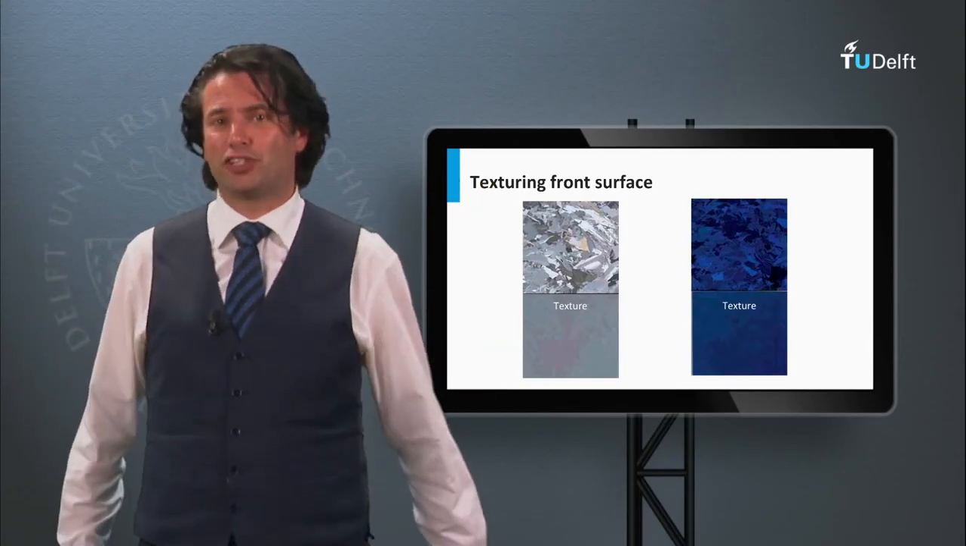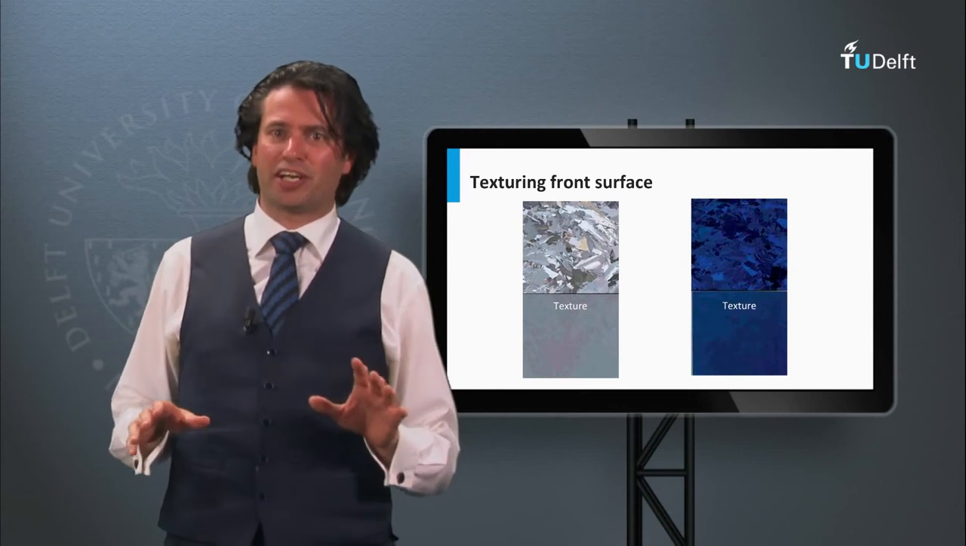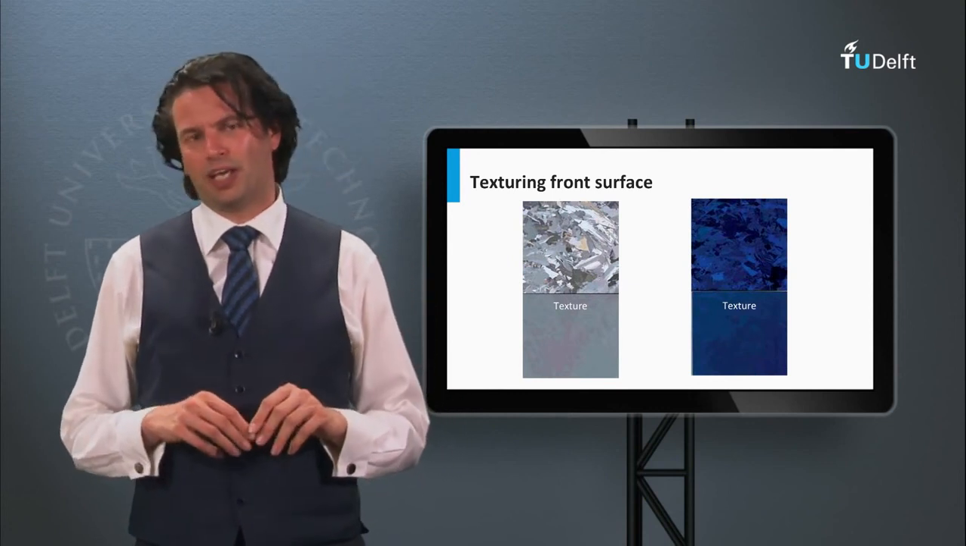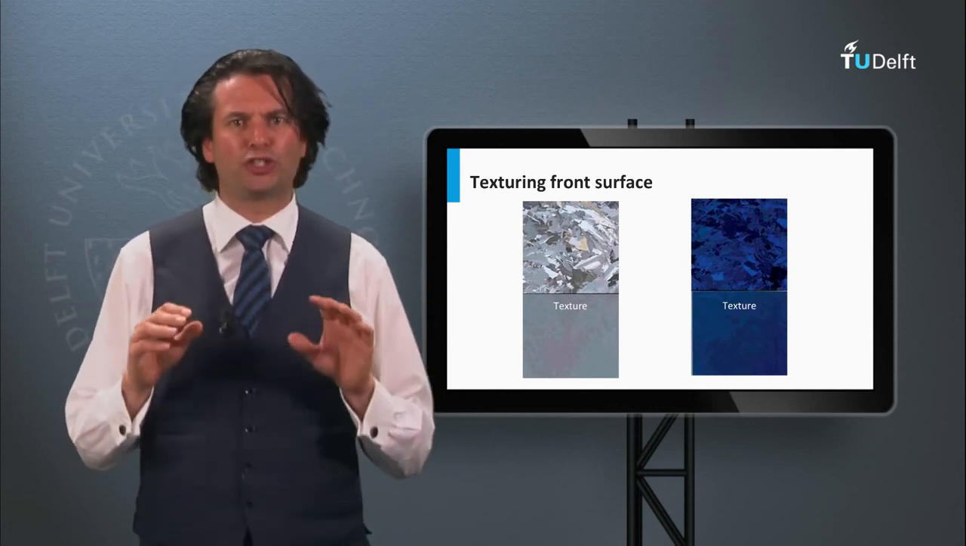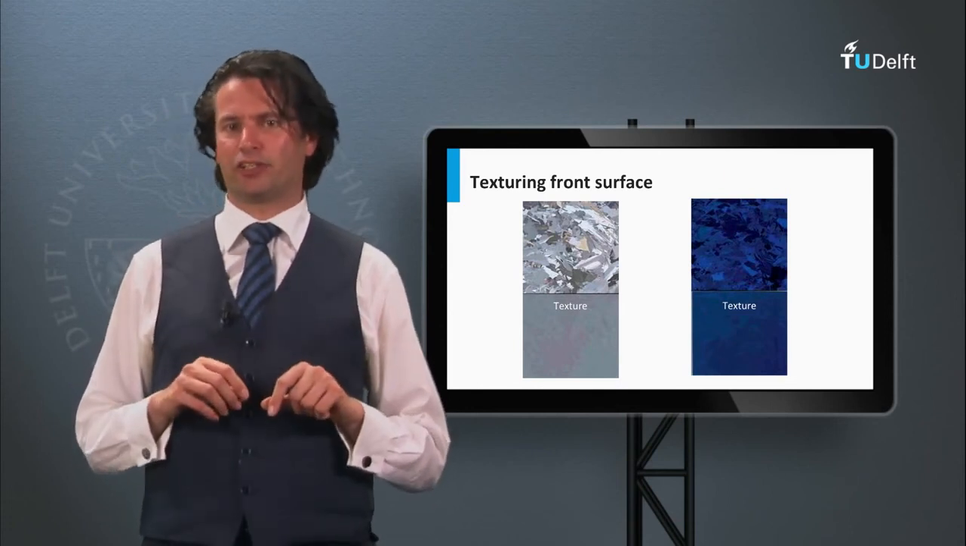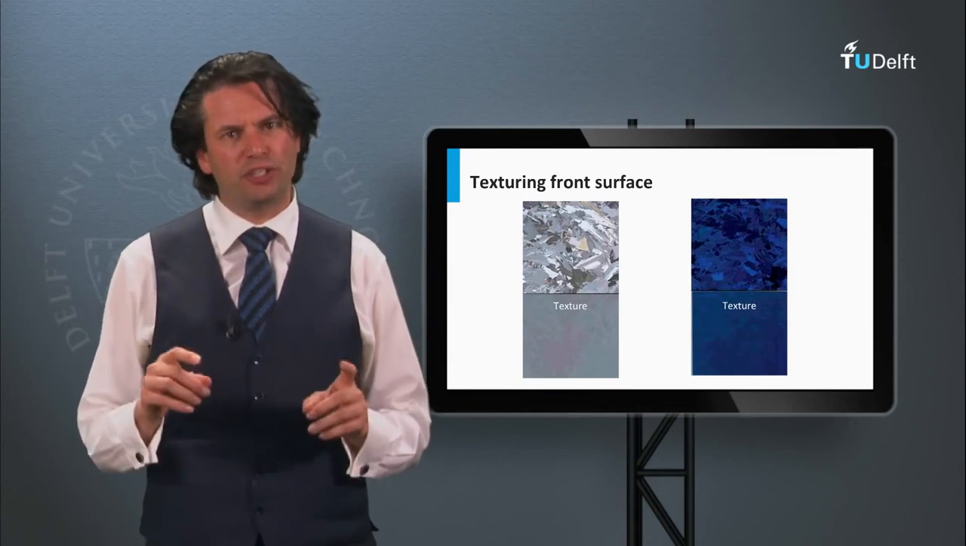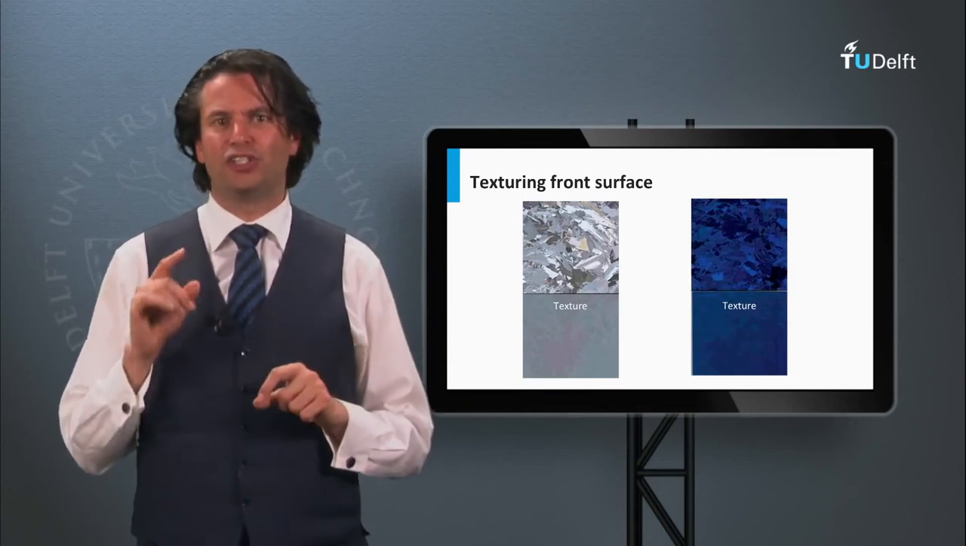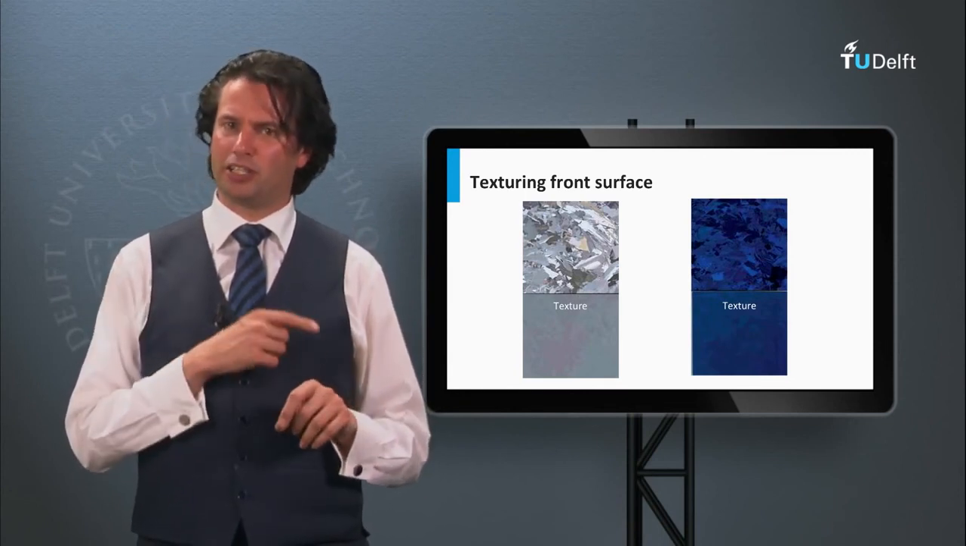So we have discussed the general design rules for crystalline silicon solar cells. In the next block I will show you 3 different concepts of high efficiency crystalline silicon solar cells. As you will see, they are based on the design rules we have discussed in this block.